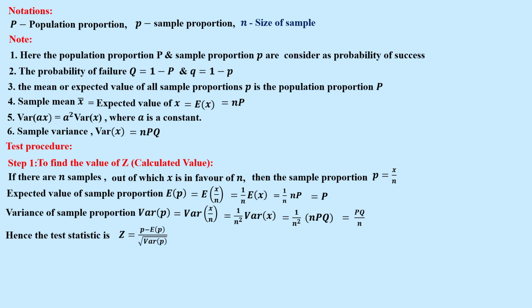Hence the test statistic is z is equal to small p minus the expected value of p, divided by the root of the variance of p. So z is equal to p minus P divided by the root of PQ by n. This is the test statistic we are going to use. For a Bernoulli trial, binomial, the test statistic z is equal to x minus np, that is mu. We know for binomial the mean is np and the variance is npq, so z is x minus np by root of npq.